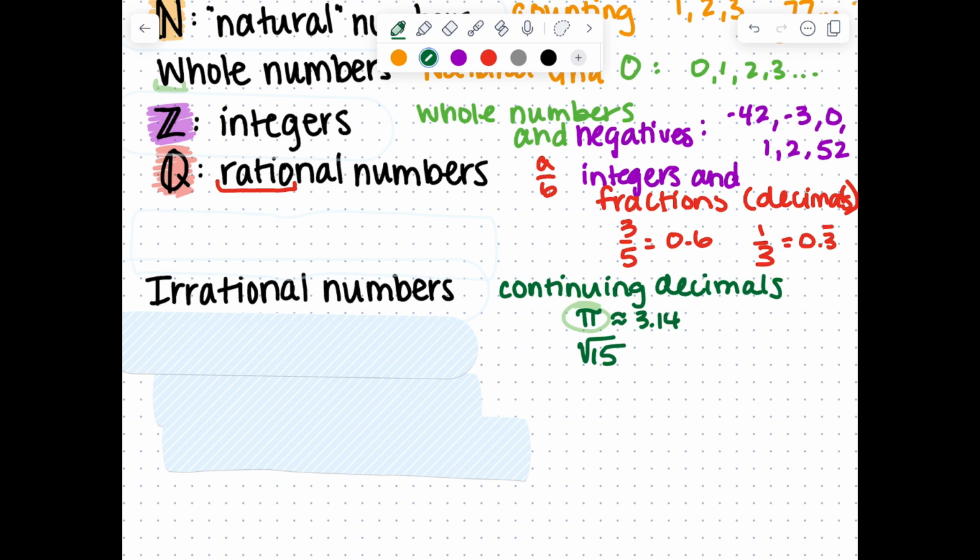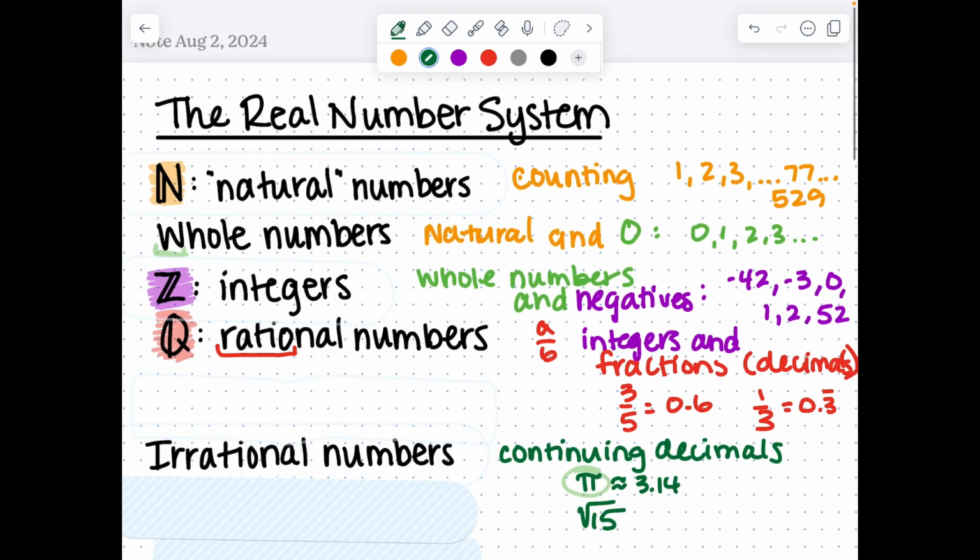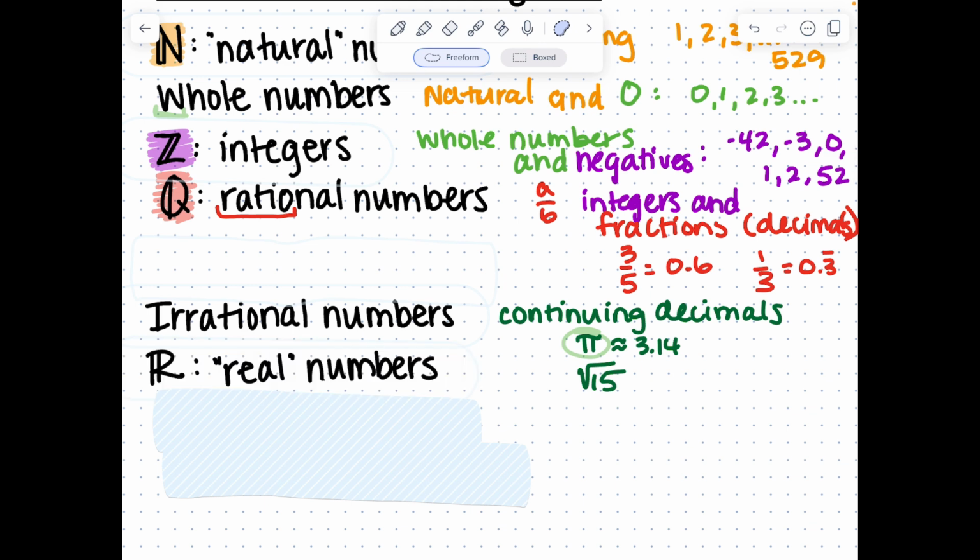So those are irrational numbers, the ones that we represent with Greek letters because we want to represent the full value, or the square roots that are not perfect squares. All of these that we've talked about so far are called real numbers. So that's everything. That's the full scope.